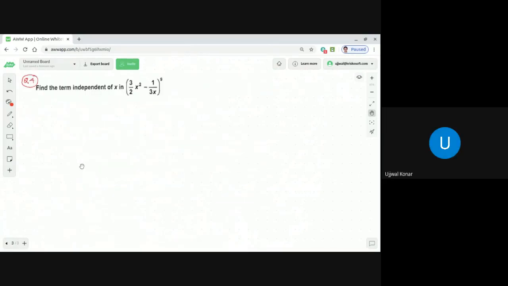So we need to find the term independent of x. So how to approach this kind of problem, dear students? I'm just explaining because this is what you should be doing for any future problem of this kind. Let the (r plus 1)th term, that is T(r+1), be the term independent of x.